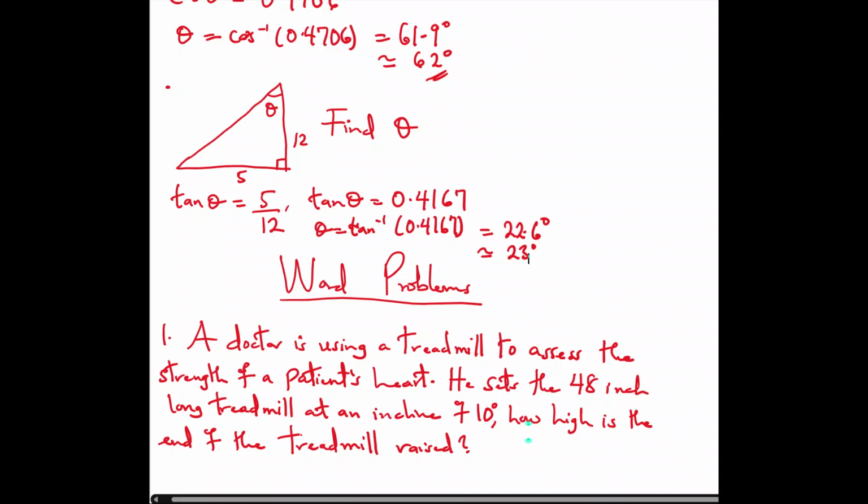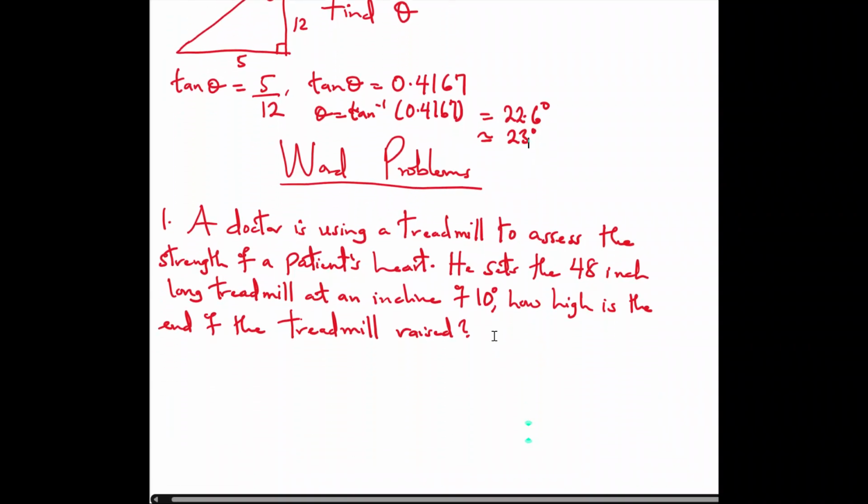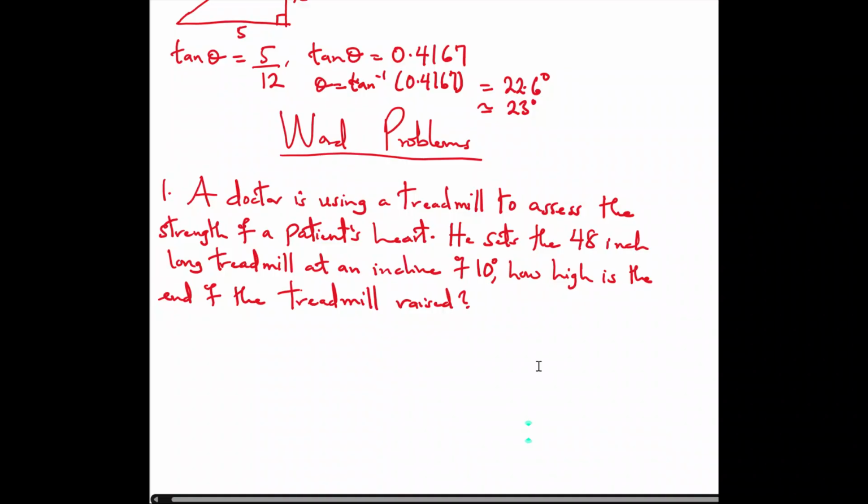So now we're going to do some word problems on trigonometry. So the first question says, a doctor is using a treadmill to assess the strength of a patient's heart. He sets the 48-inch long treadmill at an incline of 10 degrees. How high is the end of the treadmill raised? Okay. So we know that a treadmill is in a slopey fashion, right? So let's draw the treadmill like this.